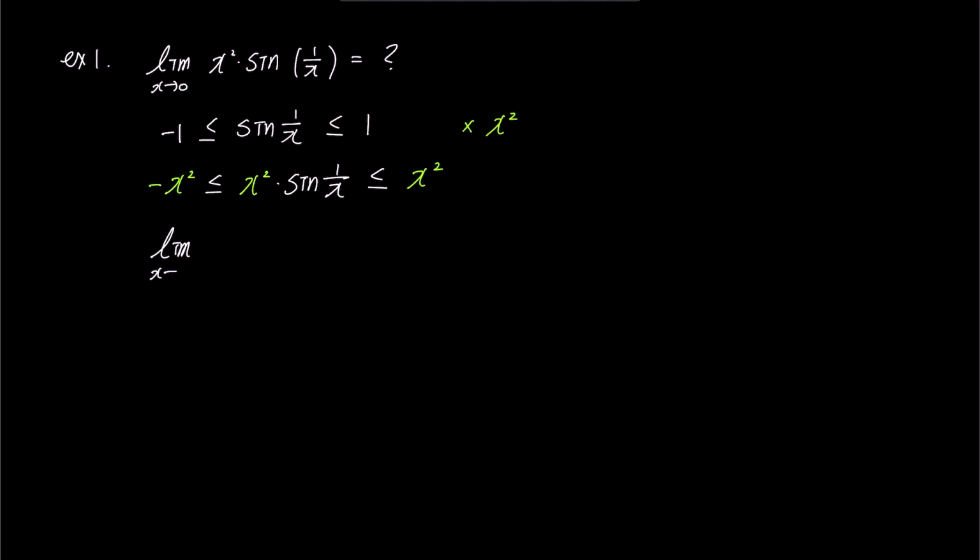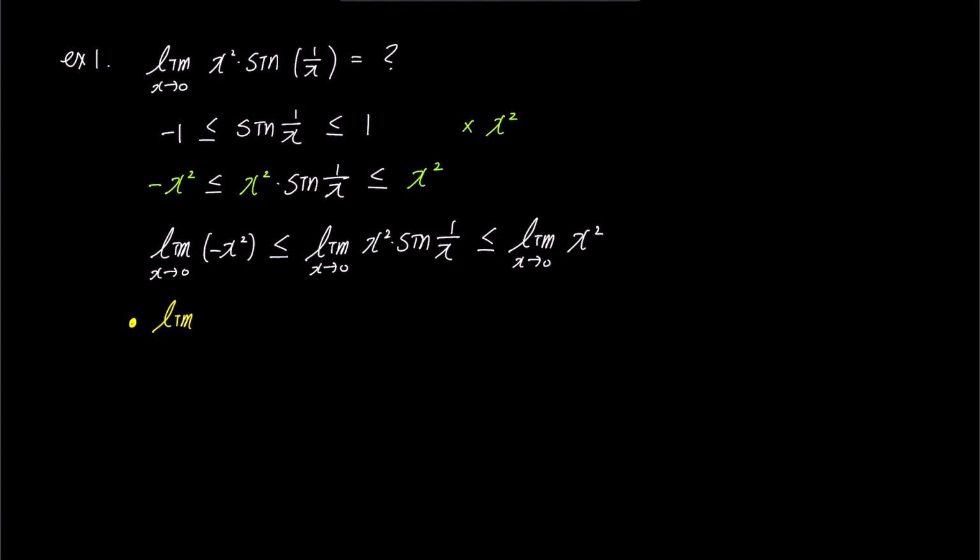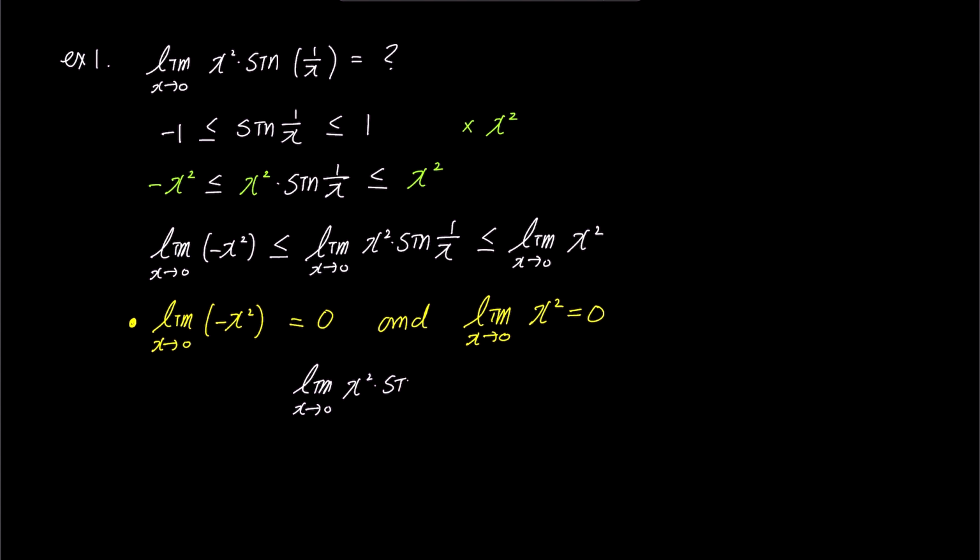Now, let's take the limit of all terms. As a result, we can express the limit as x approaches 0 as shown on the screen with inequalities. However, we can easily find that the limit of -x squared as x approaches 0 is 0, and similarly, the limit of x squared is also 0. Since the limit we are looking for is both greater than or equal to 0 and less than or equal to 0, by the squeeze theorem, the limit of x squared times sine 1 over x sandwiched between these values is 0.